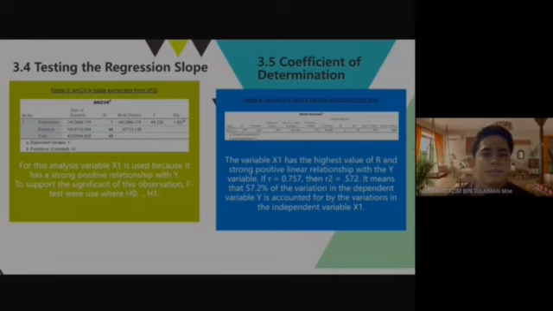In the analysis, variable x1 is used because it has a strong positive relationship with y. To support this observation, the F-test was used, where the null hypothesis is rejected and the alternative hypothesis is accepted. In 3.5, the coefficient of determination is where the highest value of r is variable x1. If the r value of x1 is 0.757, it means that 57.2% of the variation in the dependent variable y is accounted for by the variation in the independent variable x1.